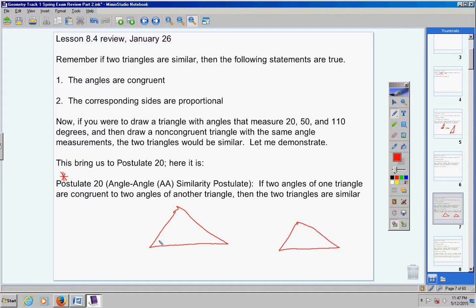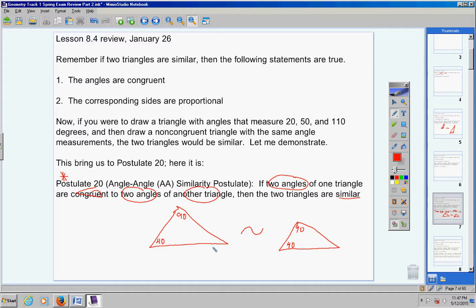If this angle here is 40, and this angle here is 90, this angle here is 40, and this angle here is 90, I know immediately that these two triangles are similar because of the angle similarity postulate. If two angles of one triangle are congruent to two angles of another triangle, then the two triangles are similar.